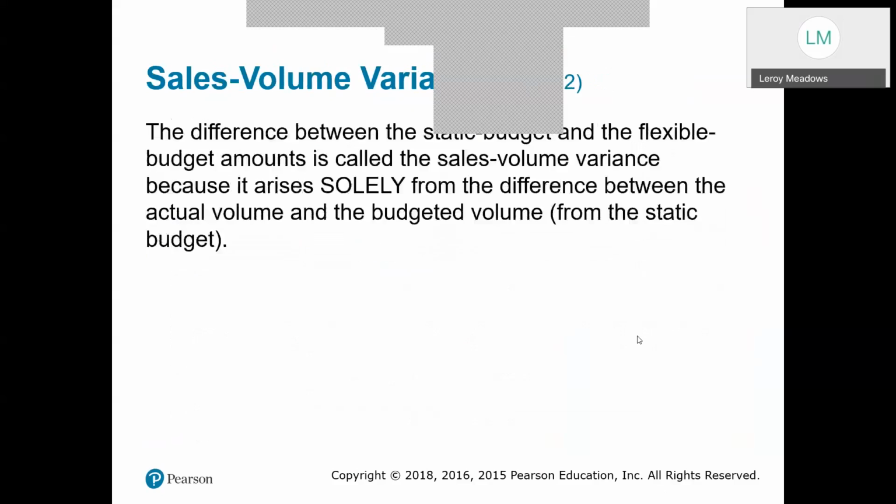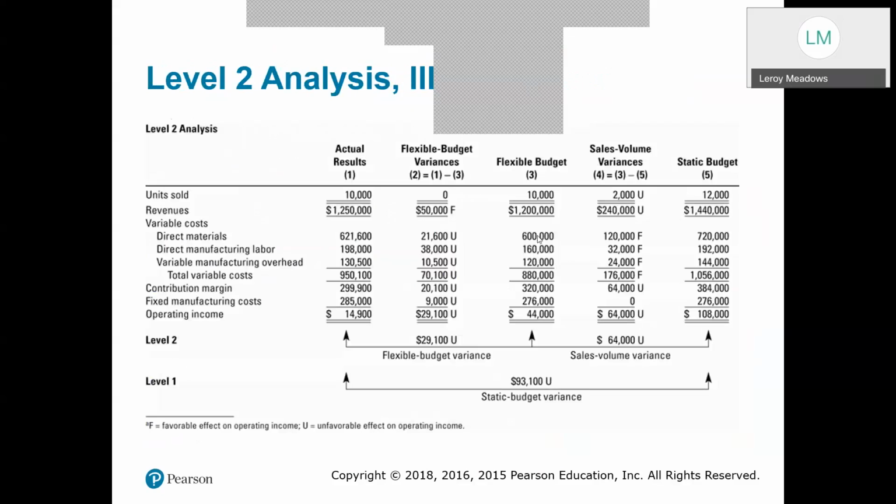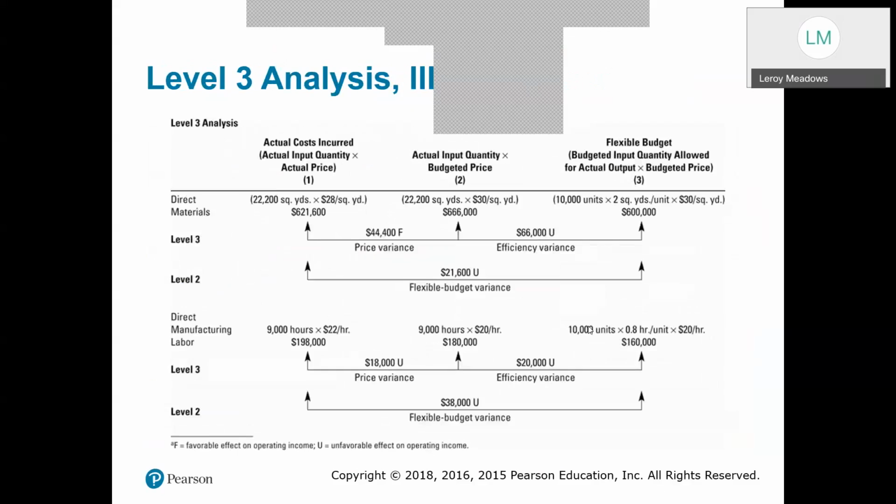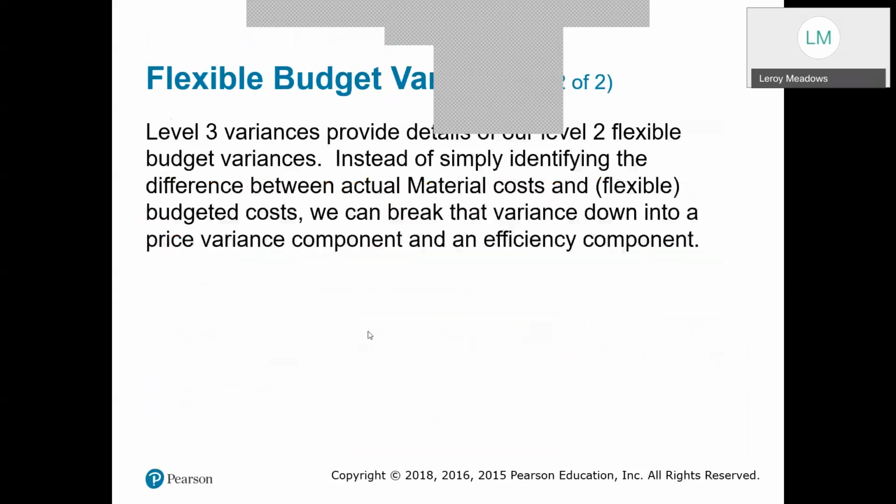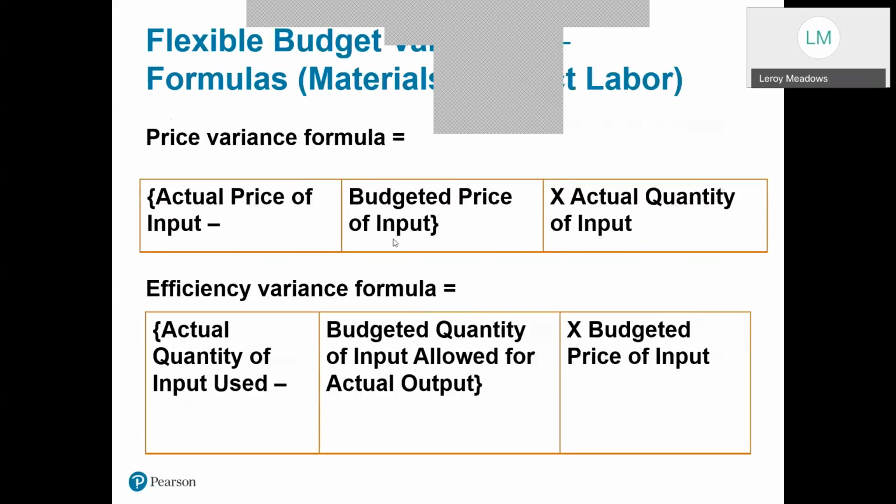And that concurs with what we determined over here. So now I can figure out my actual input quantity here in this middle column, the number of hours I actually used, and multiply that by my budgeted price, which was $20. I get $180,000. And remember, I said earlier that the difference between this column here and my actual costs incurred, this left column here, is my price variance. And I can confirm that by using my actual price variance formula.